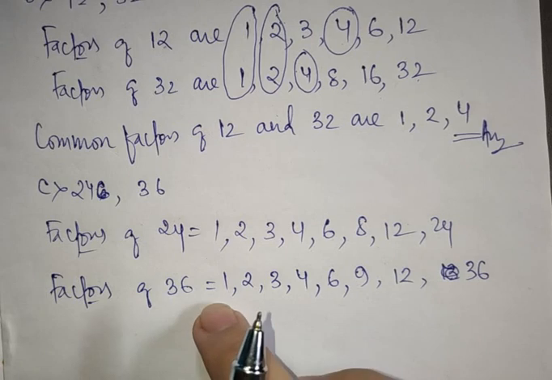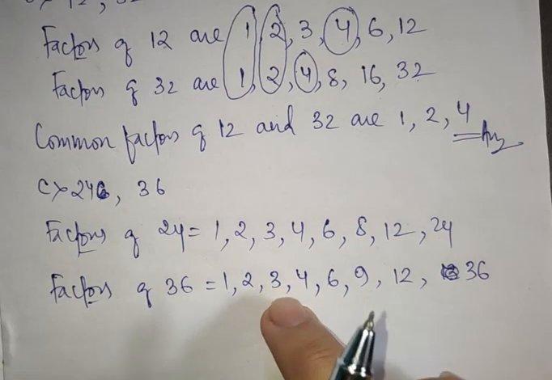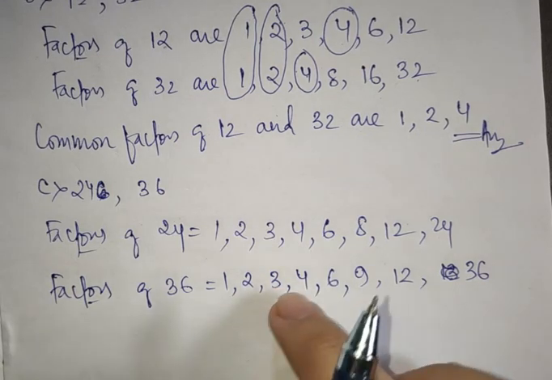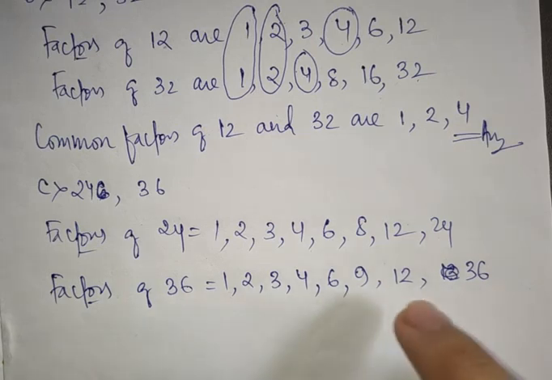1 into 36 is 36. 2 18s are 36. Then 3 12s are 36. 4 9s are 36. Then 6 6s are 36. 9 4s are 36. 12 3s are 36. Then 36 1s are 36.